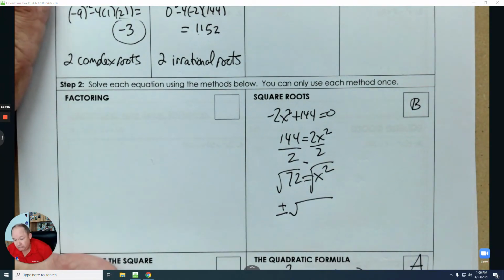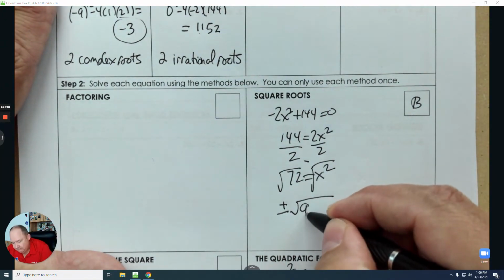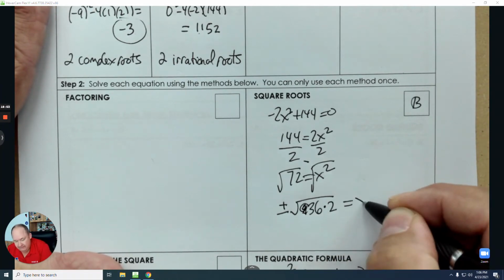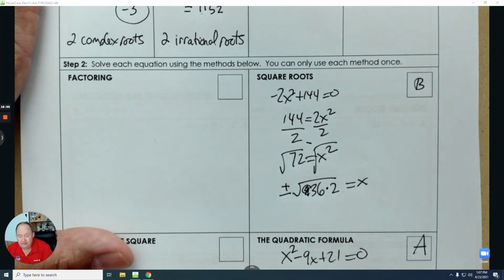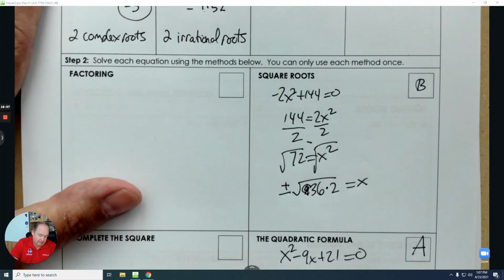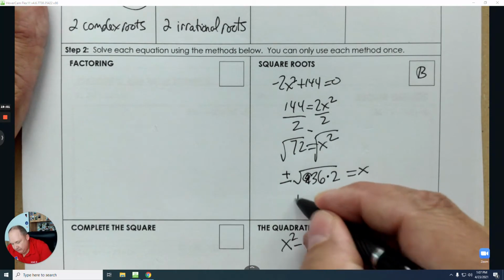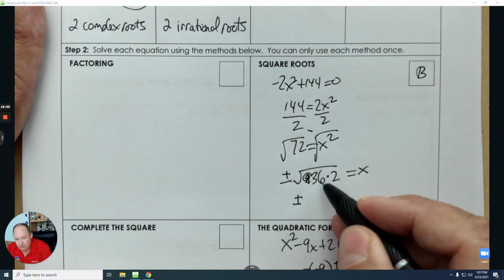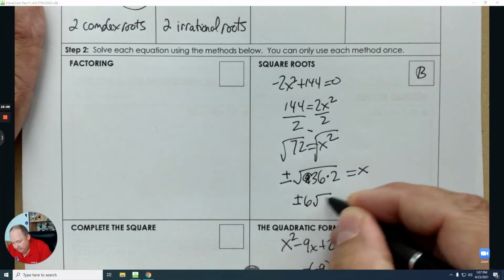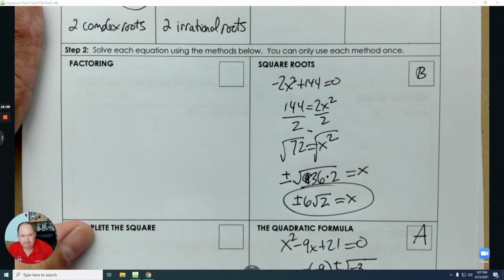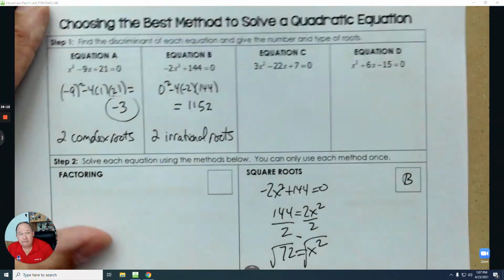72 is not a perfect square. So bigger number, 36. 36 goes into it evenly. That allows us to reduce it down. 9 times 8 is good, but then you have to continue to simplify after that. So 36 is better. So the answer is plus or minus the square root of 36, which is 6, and then the square root of 2 is left over, and we have the 2 solutions. All right, we have 1 left.